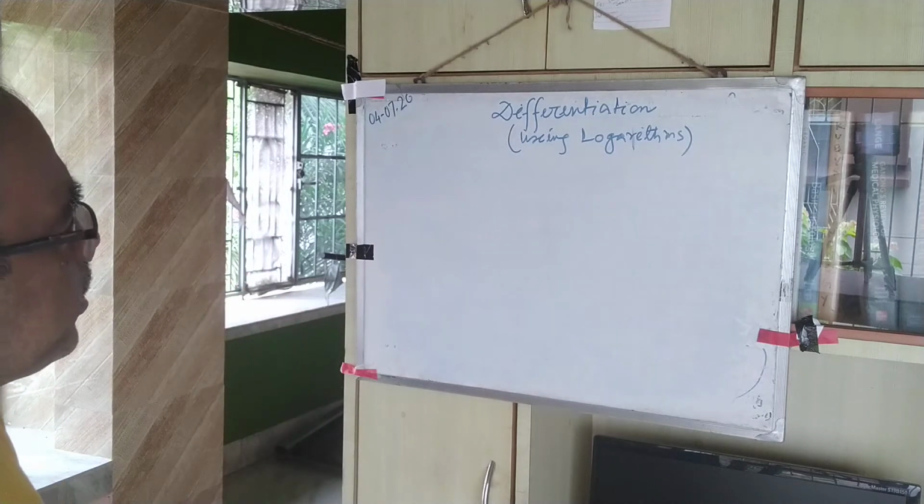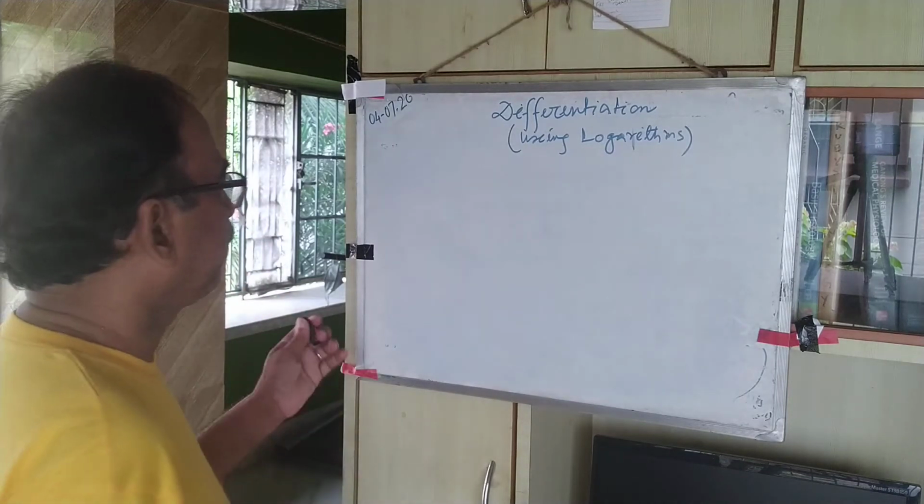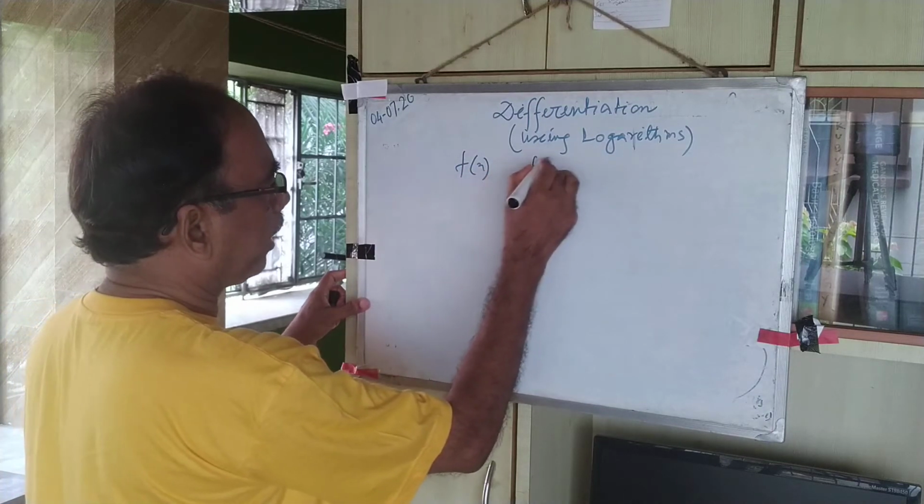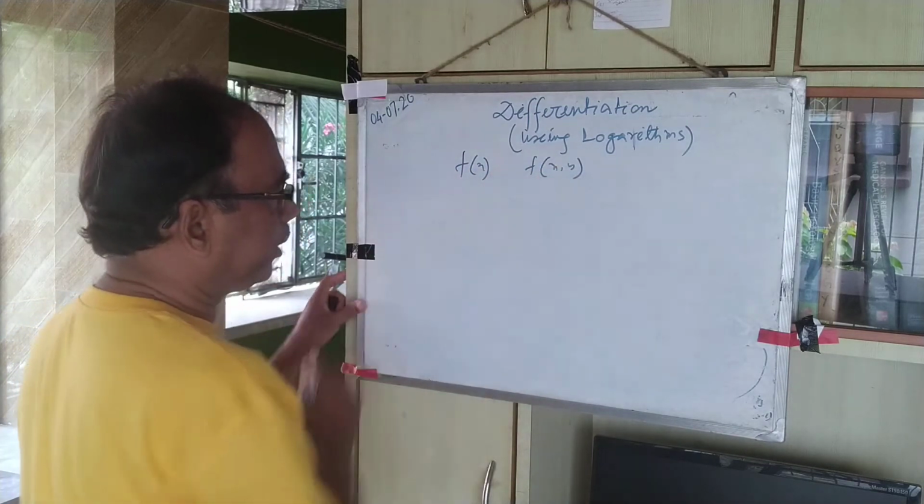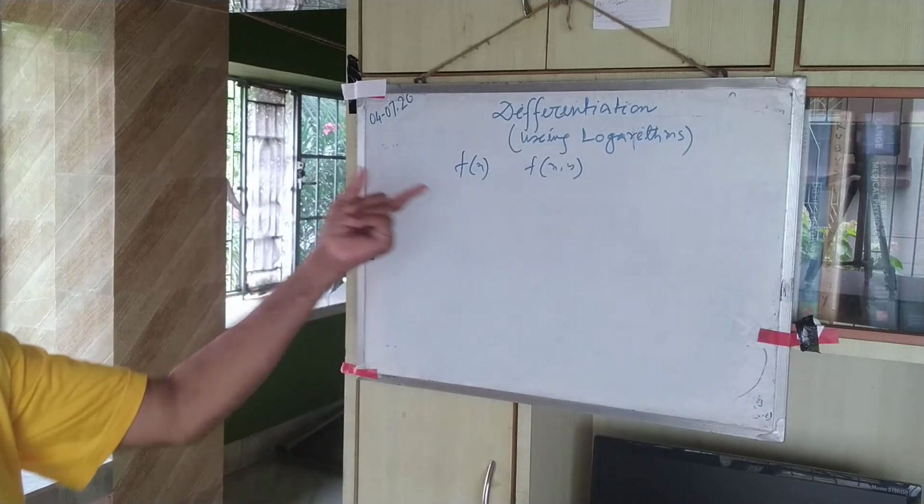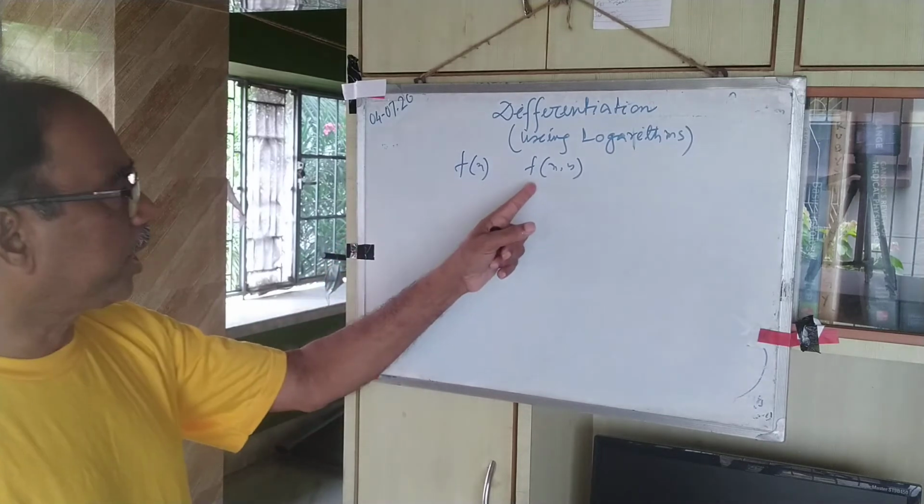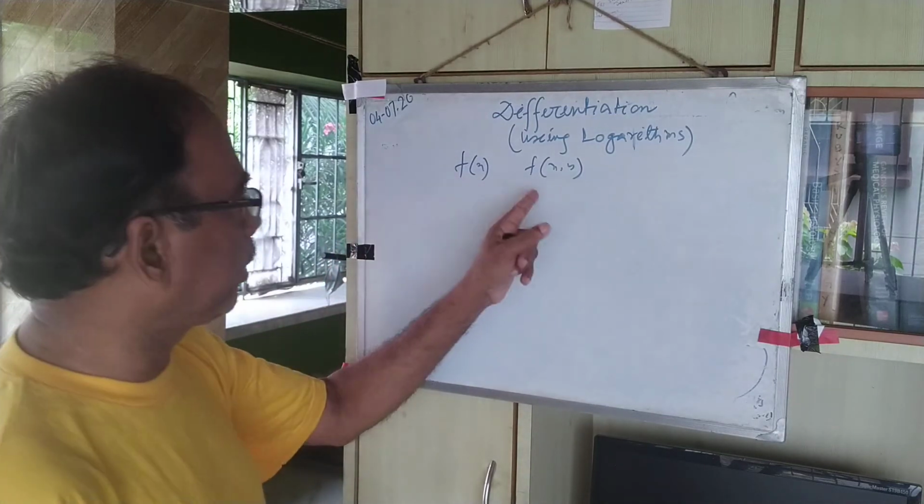We can differentiate a function f(x) or f(x, y) like this. The function f(x) means a function related with x. The function f(x, y) means a function related with x and y.